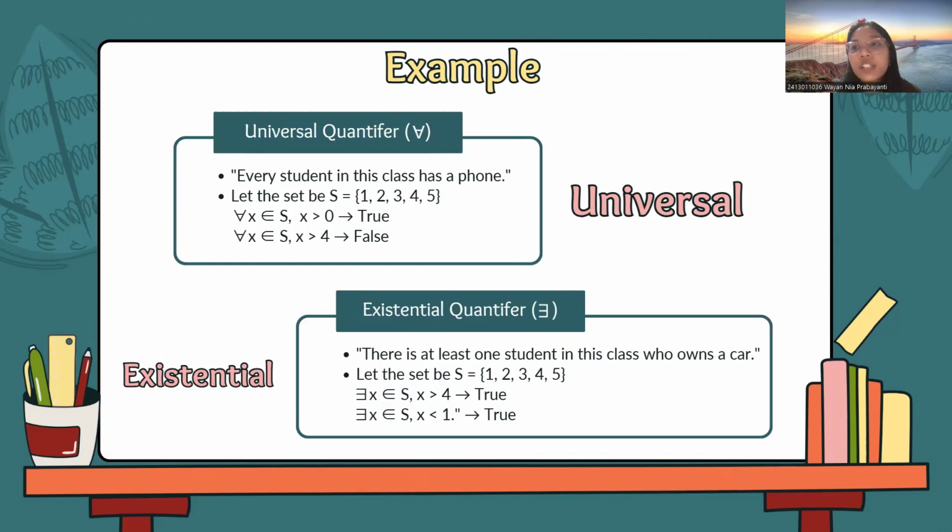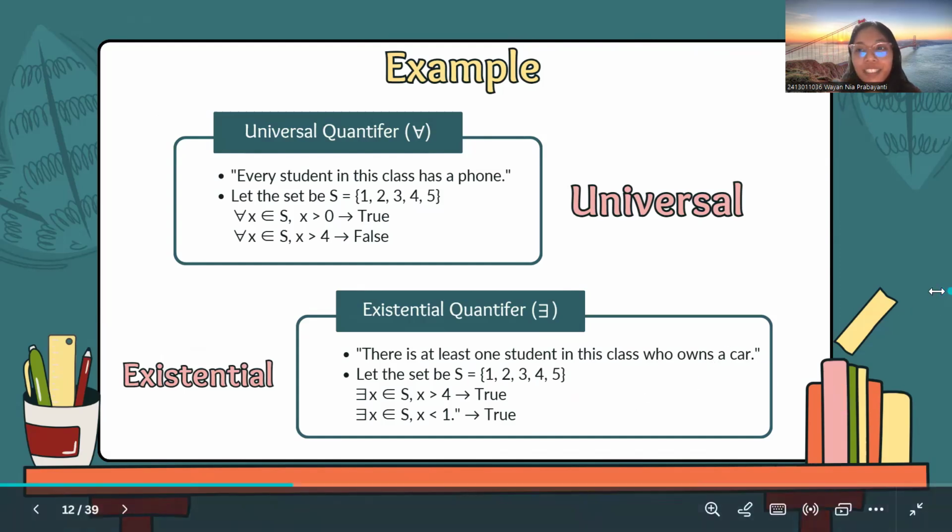Okay, so let's move to the example of the existential quantifier. The first is there exists an x element of S such that x greater than 4. Can anyone of you explain to me why this is true? Okay, Christoph, you want to answer? Okay, so your answer is correct. This is true because there exists at least one element in S that is greater than 4, which is 5.